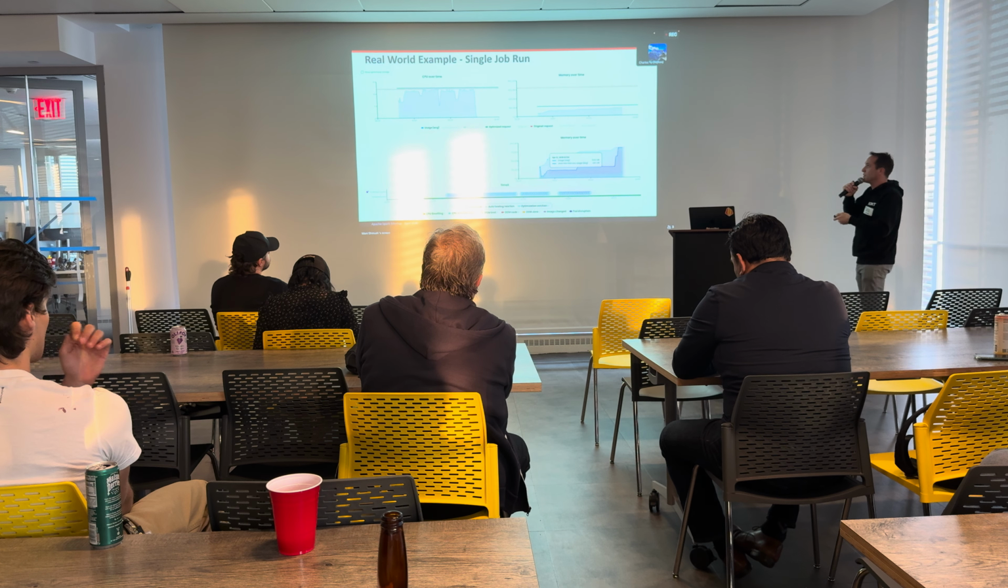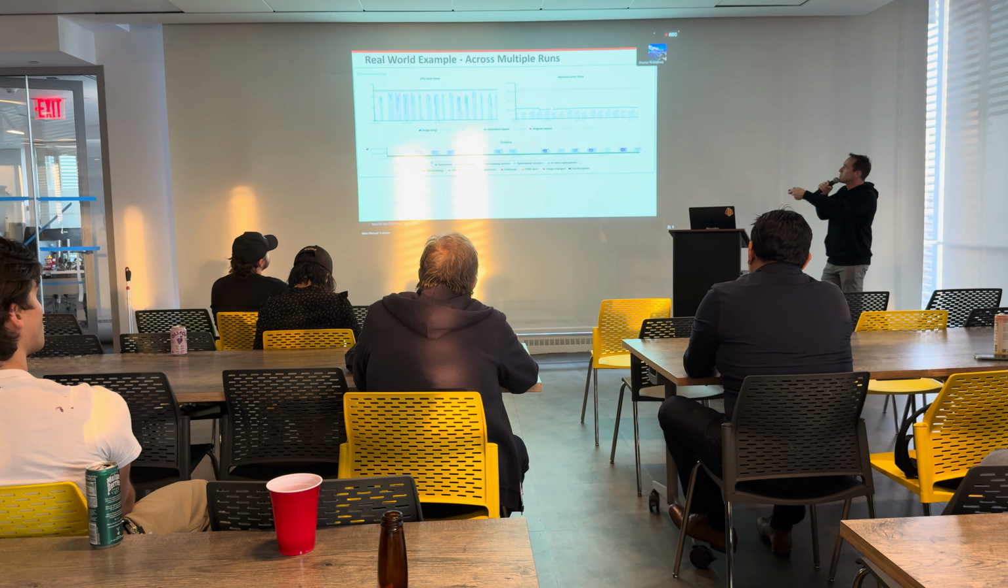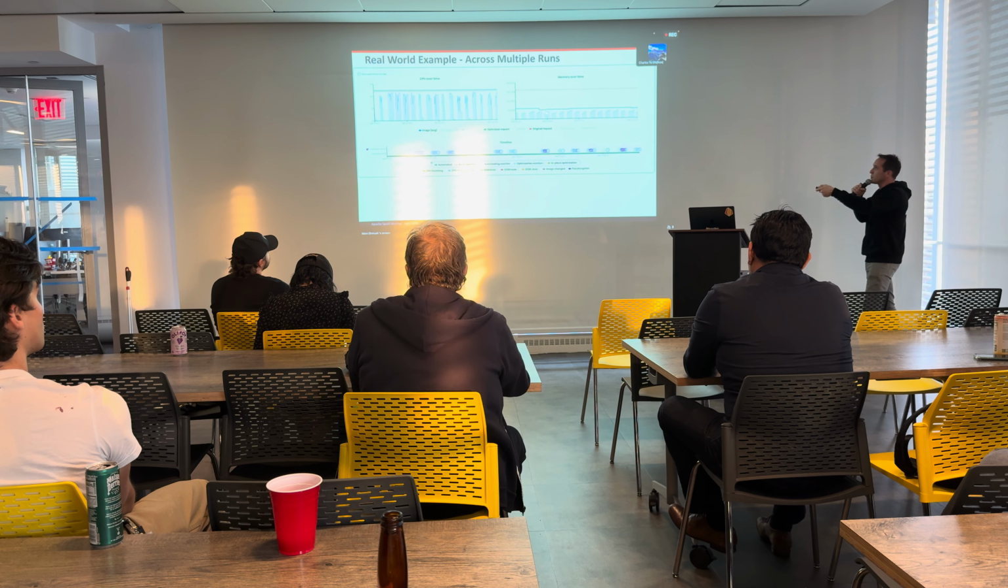Across multiple runs, this is what it looks like. Same job being scheduled, I think, every few hours. The interesting fact is to see the green line here. So the recommendations for the memory requests are evolving or adjusting over time based on the actual job usage.